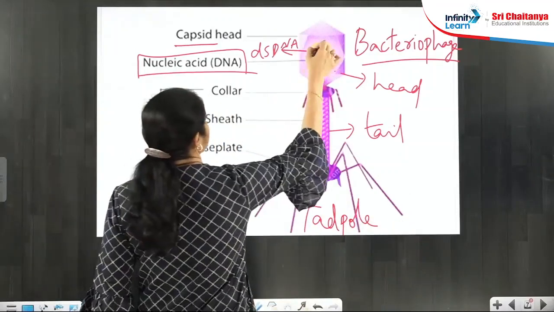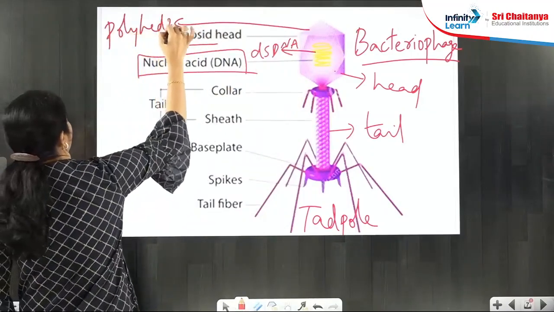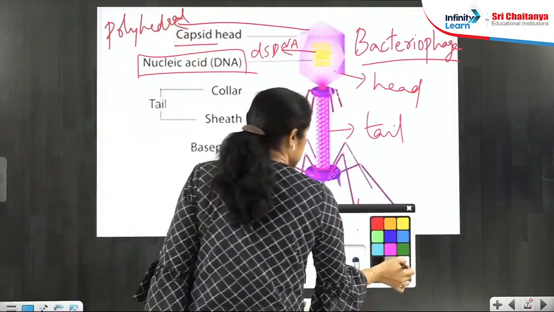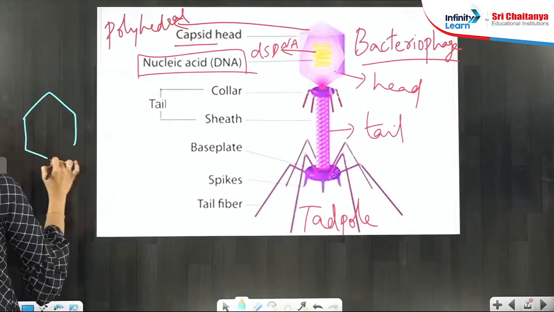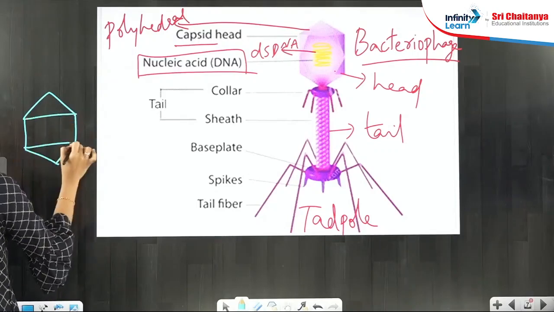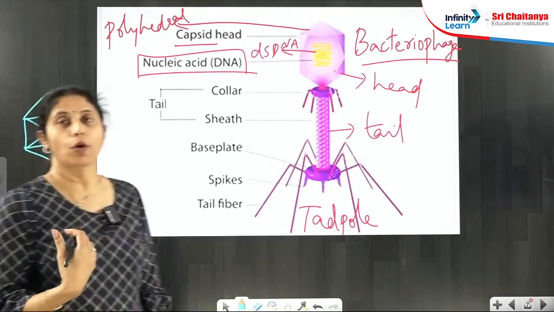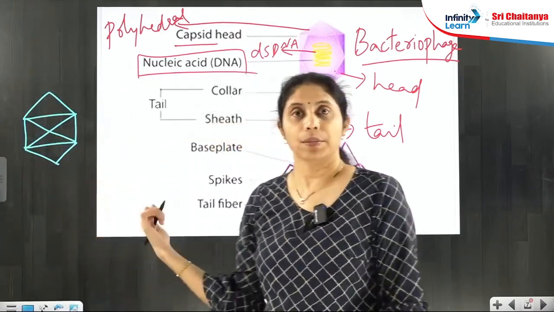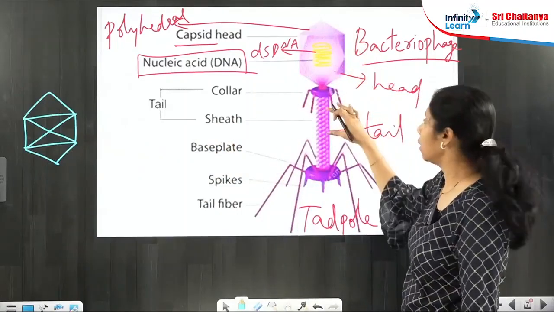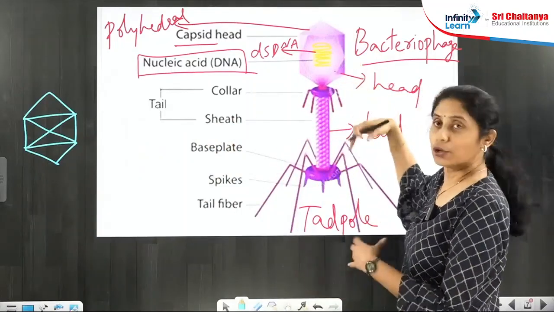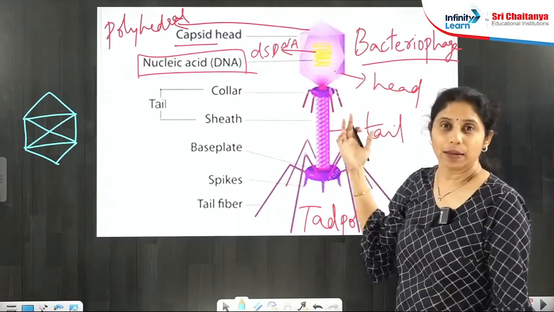The head will be showing the polyhedral symmetry. Polyhedral will be looking like this, or icosahedron symmetry will be looking roughly like this. This is somewhat the polyhedral symmetry or icosahedron symmetry. So this kind of symmetry will be shown by the head portion, but the tail will be showing the helical symmetry. So it will be showing both, here polyhedral symmetry, here helical symmetry. So it shows binal symmetry.